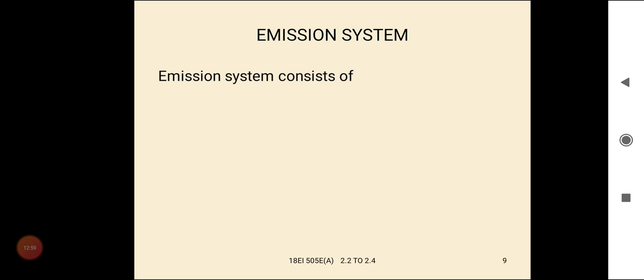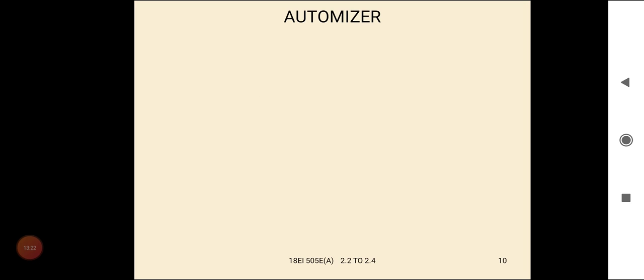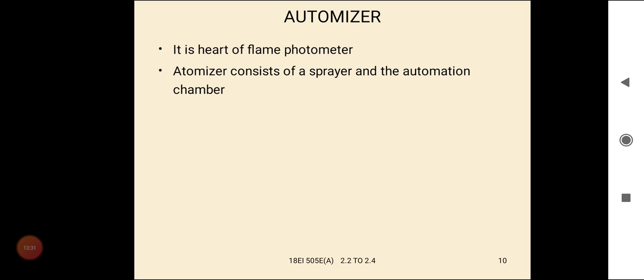The emission system consists of fuel gases and regulator, atomizer, burner, and flame. The atomizer is a part of the flame photometer.